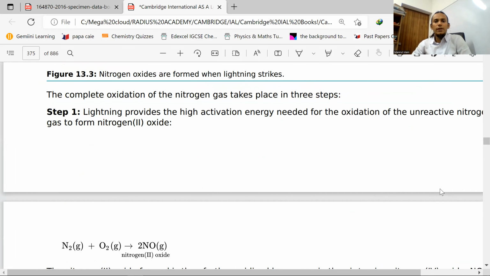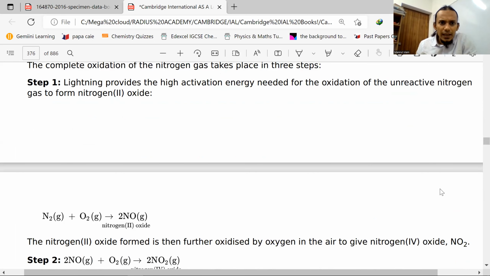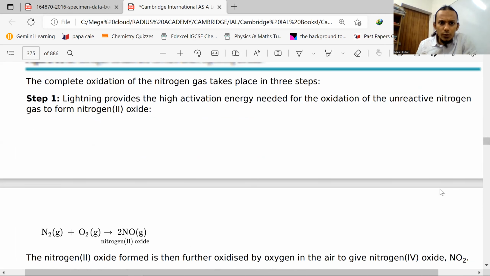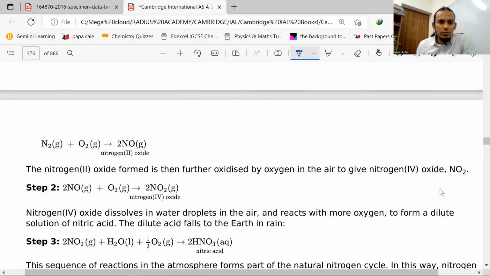The complete oxidation of nitrogen gas takes place in 3 steps. Lightning provides the high activation energy. In order to break this nitrogen triple bond, we need very high activation energy for oxidation of the unreactive nitrogen gas to form nitrogen 2 oxide. So see, nitrogen 2 oxide means nitrogen monoxide, right?